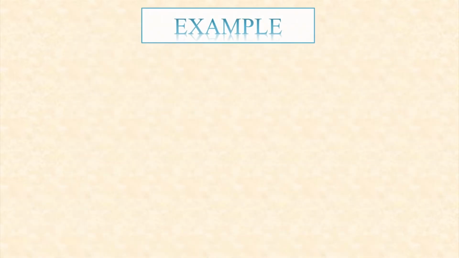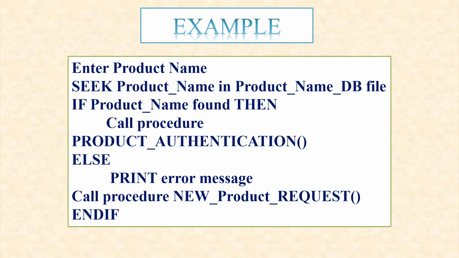For example, enter product name. Seek product name in product name DB file. If product name is found, then call procedure product authentication. Else, print error message. Call procedure new product request and endif.